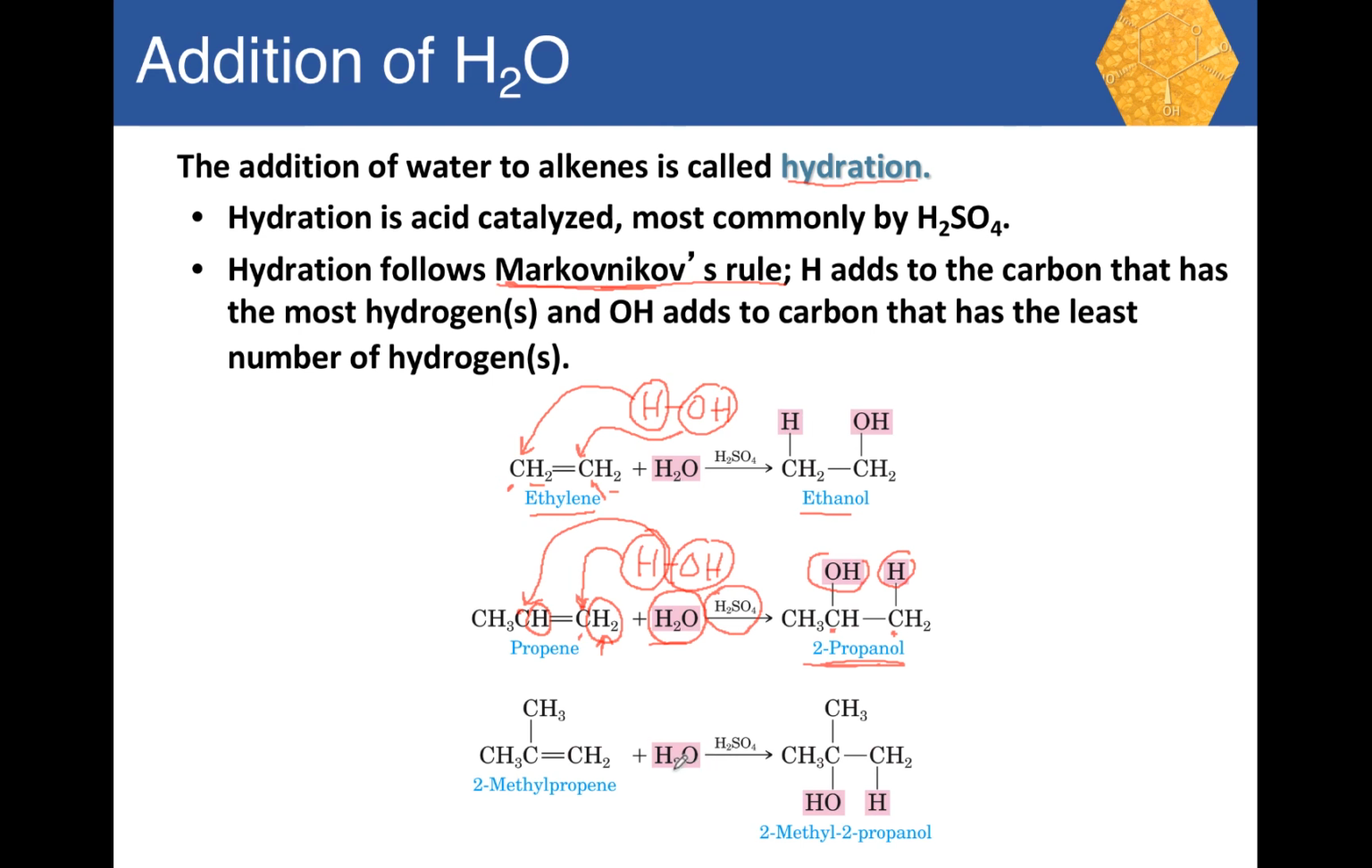Let's look at another example. Hydration, catalyst, HOH for our water. Carbon of the double bond, no hydrogen. Carbon of the double bond, two hydrogens. So you'd expect again this H to add here, and this OH to add over here, and here it is. So again, you should be able to predict the product for these hydration reactions using, of course, Markovnikov's rule.